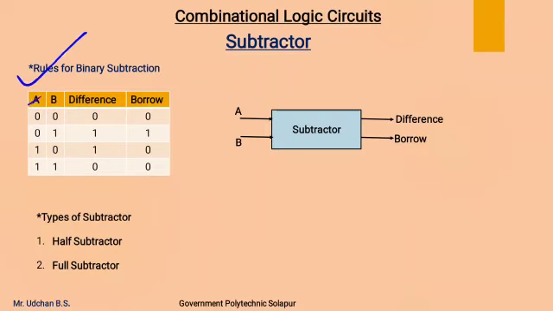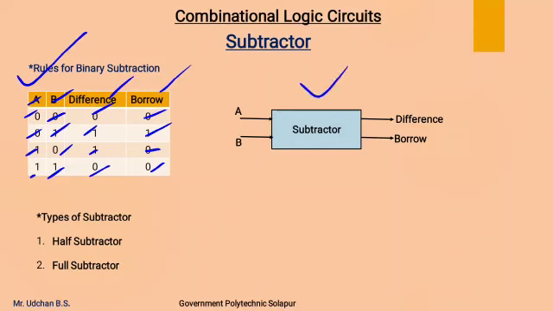Here A and B are the inputs, difference and borrow are the outputs. 0 minus 0 will give you difference 0, borrow 0. 0 minus 1 will give you difference 1, borrow 1. 1 minus 0 will give you difference 1, borrow 0. 1 minus 1 will give you difference 0, borrow 0.